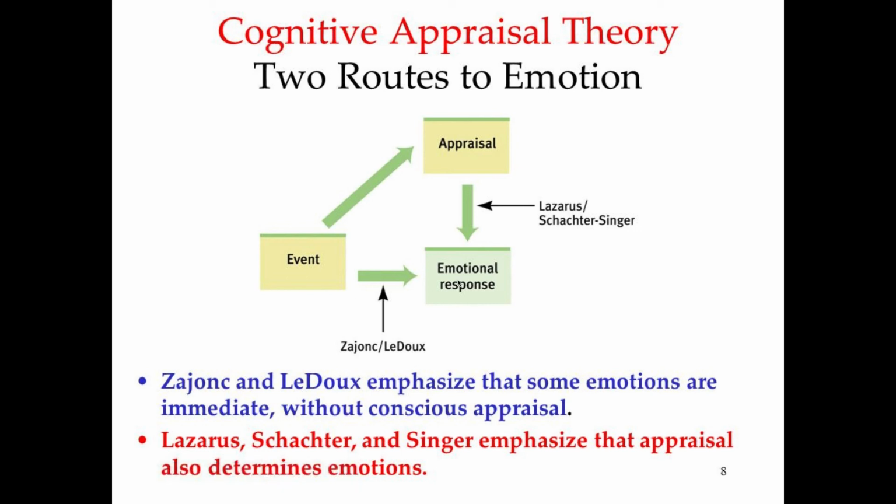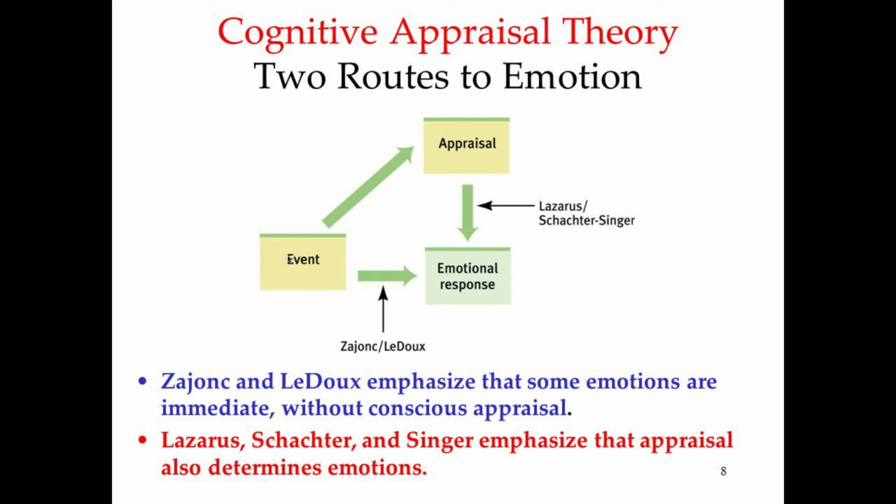So there's an event, an emotional response. I see that shark out in the ocean. I immediately feel fear because the amygdala senses the threat, and before the high road can even get involved and I can even think about it, my body has already started to mobilize and I already feel fearful. Whereas Richard Lazarus and Schachter-Singer theory emphasize that there are also some emotions that involve the high road and this process of appraisal. And there are even some situations where the low road might kick in immediately.